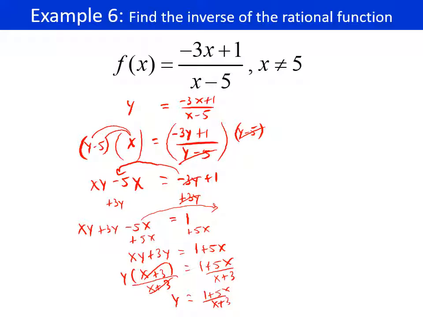And we also will recognize that x cannot be a negative 3. And so our inverse is 1 plus 5x over x plus 3, and x cannot be a negative 3.